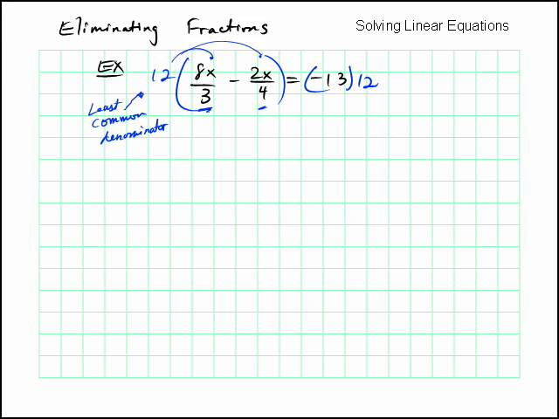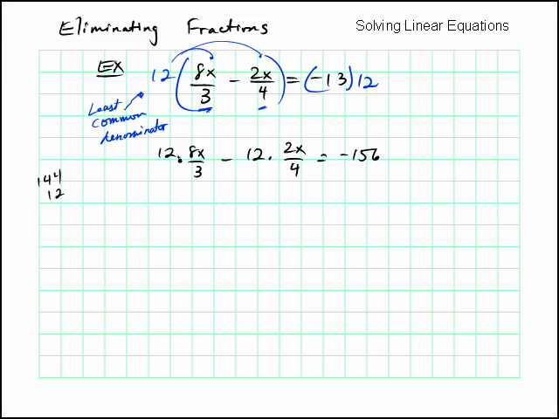Distribute that 12 in there. And let's write that out. That's going to be 12 times 8x over 3, the multiplication there, minus 12 times 2x over 4 equals negative 13 times 12. How much is that? It's 144 plus another 12 is a 156, I think. Negative 156.